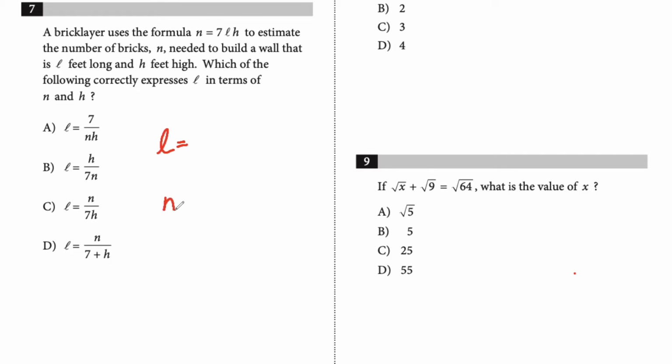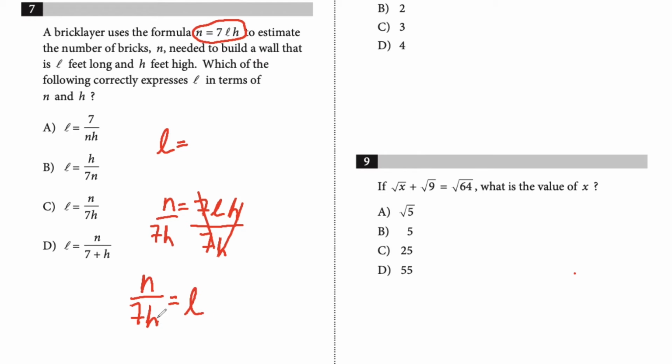We're going to start off with the equation that they give us in the question. n equals 7 times L times h. And in order to get L by itself, we need to divide both sides by 7 times h. On the left side, we're just going to have n over 7 times h. And on the right side, the 7's cancel, the h's cancel, and we're left with just L. So we'll get that L equals n over 7 times h, which will be answer choice C.